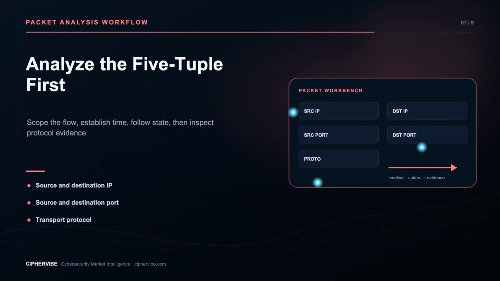Fourth, move up the stack. Did DNS return the expected address? Did the TLS handshake select the expected server name and protocol version? Did the server certificate match the intended service? Is the application returning an error even though transport is healthy?